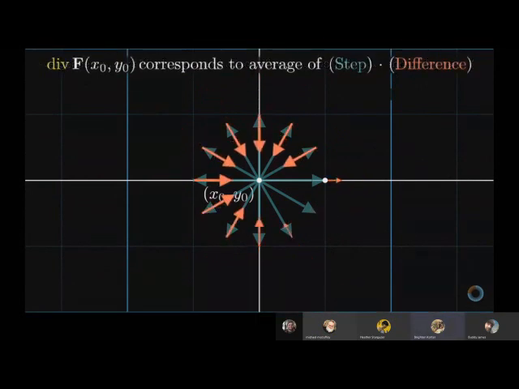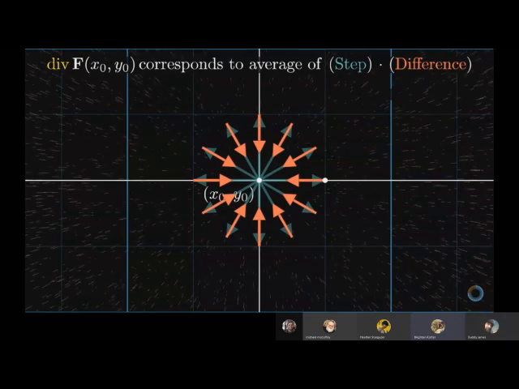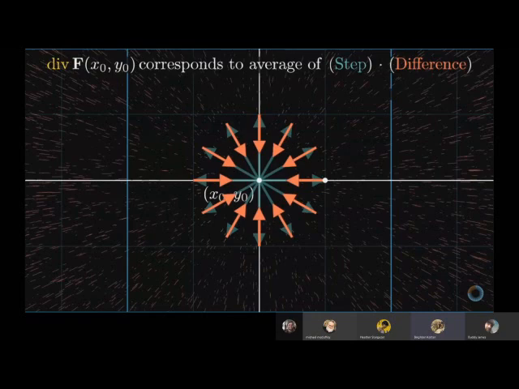And on the flip side, if those dot products tend to be negative, meaning the difference vector is pointing in the opposite direction from the step vector, that corresponds with a tendency for inward flow, negative divergence.